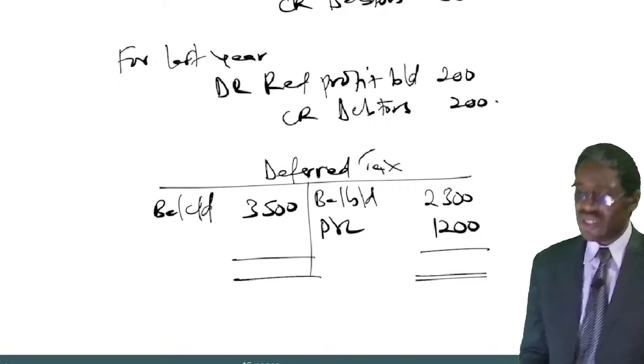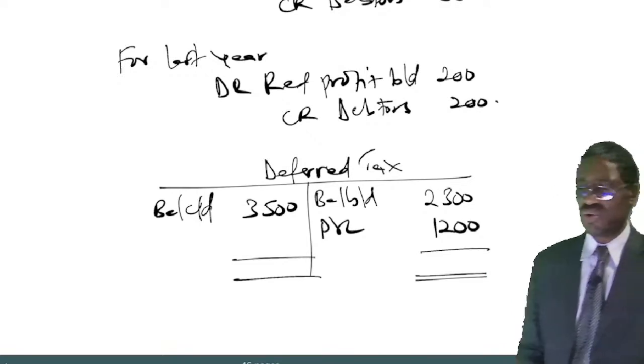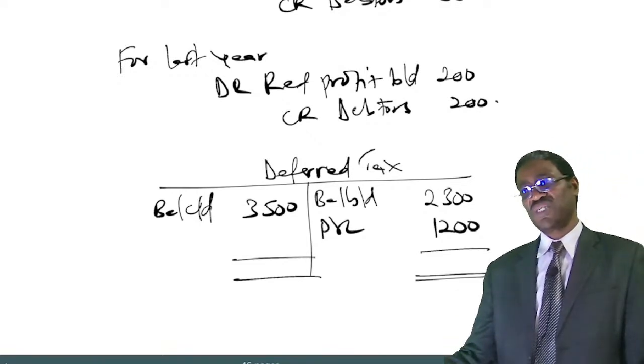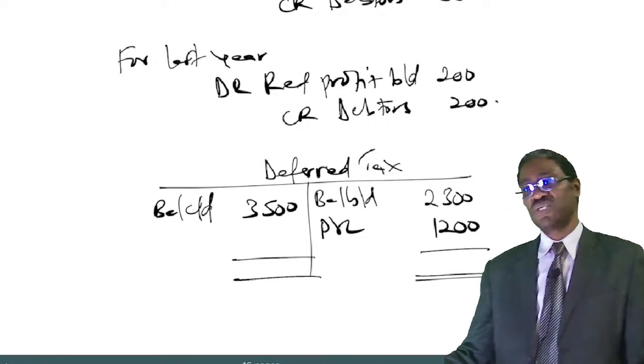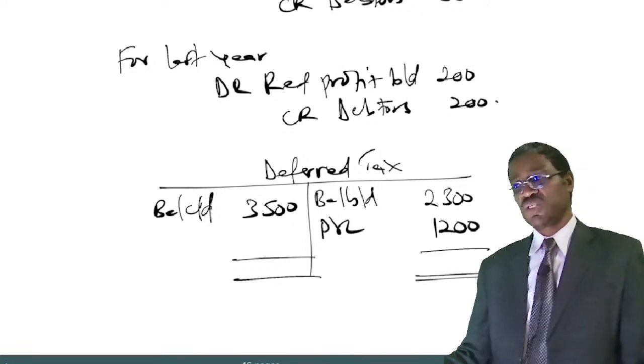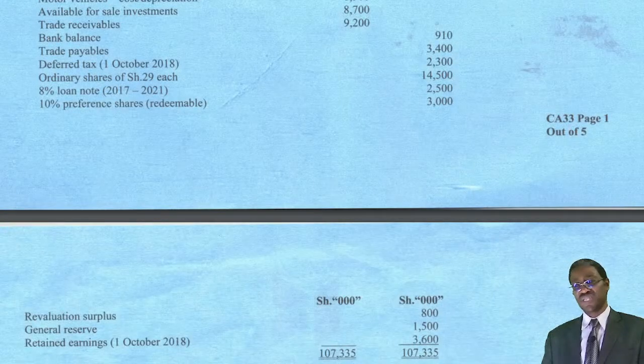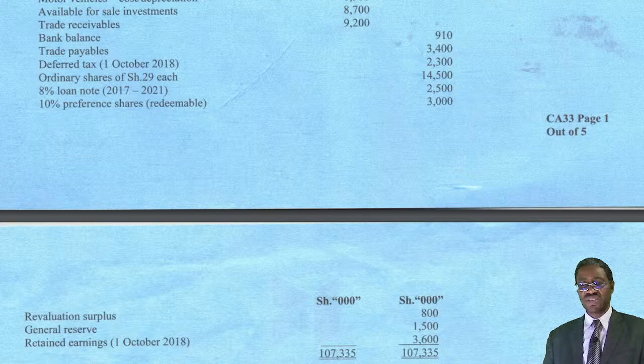Good. So that's all for note number 8. That's what the examiner wanted to see, how to treat that 1.2 million. We are told to transfer it to the deferred tax. Good. That's all for note number 8. Number 9.